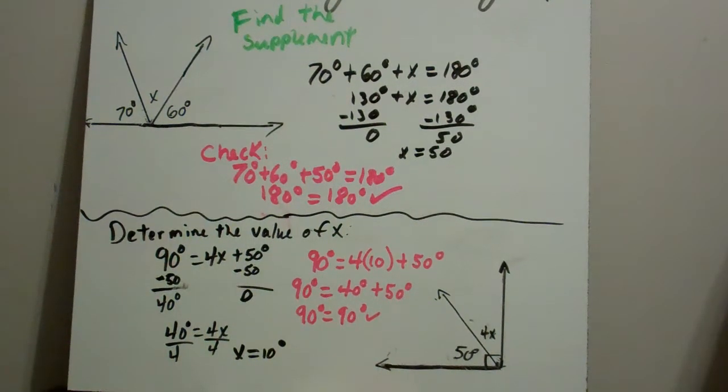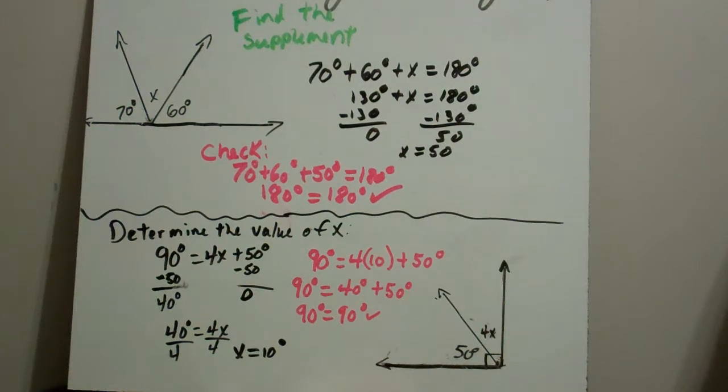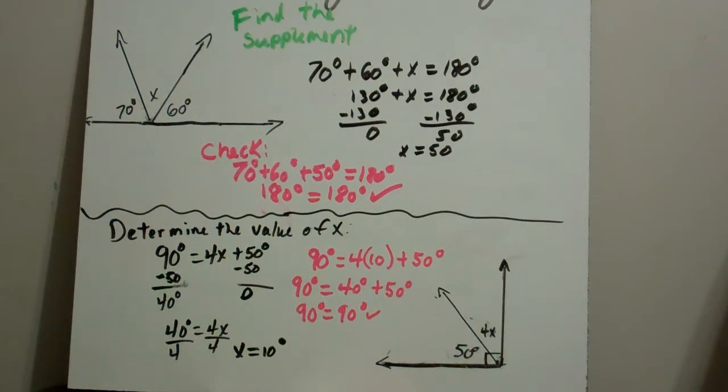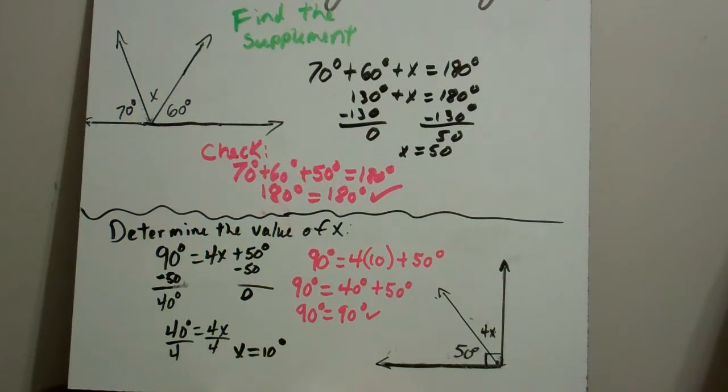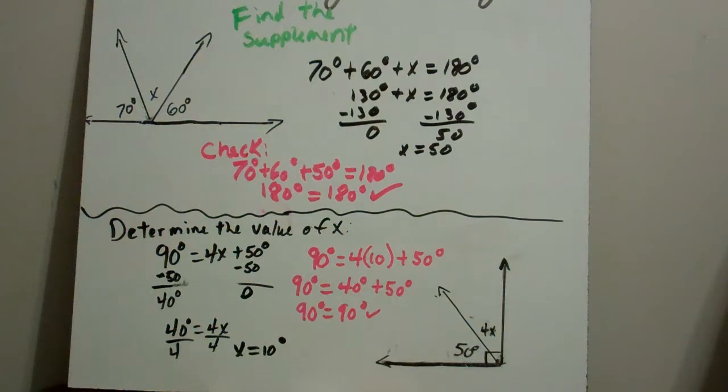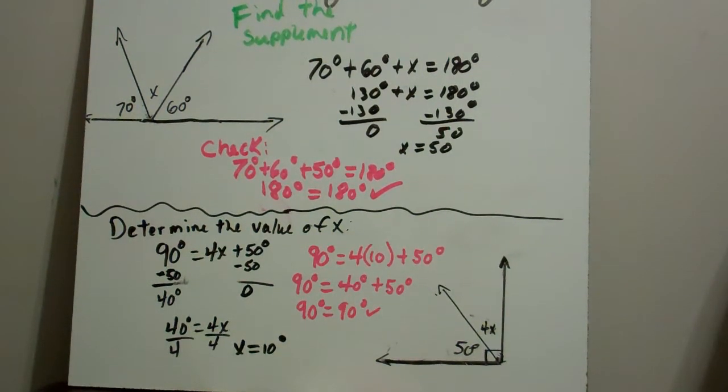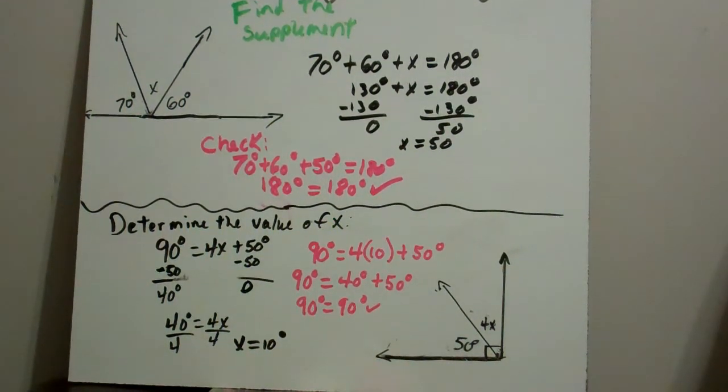We know that the measure of the angle is 90 degrees. So we set that equal to the other parts that we know, which is 50 degrees, and then we're going to add to that 50 degrees 4x. So we end up with an equation of 90 degrees is equal to 4x plus 50 degrees.